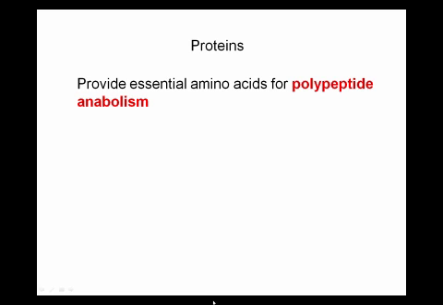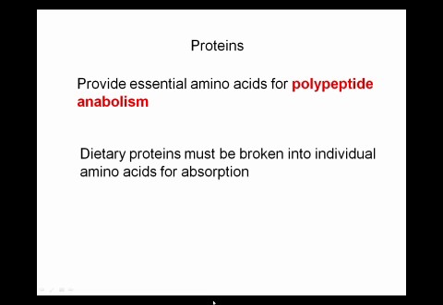We need proteins in the diet to provide essential amino acids so we can use those amino acids for our own protein synthesis. Since these are, again, very large, complex polymers, we have to digest that protein, break it down into the individual amino acid that can be transported across the small intestine and absorbed into the blood.